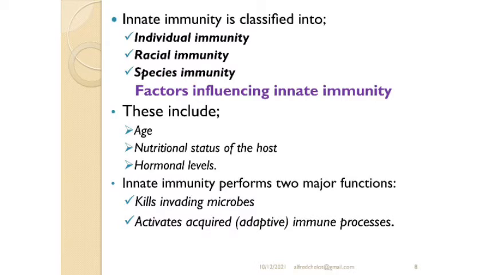That is age, nutritional status of the host, and hormonal levels. So we shall also discuss this one by one briefly. Starting with age, it is important for you to know that extremes of age make an individual highly susceptible to various infections. Older individuals have waning immunity, whereas very young children have an immature immune system.